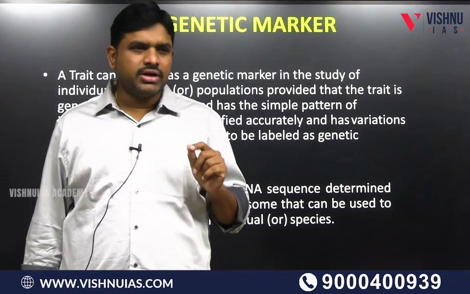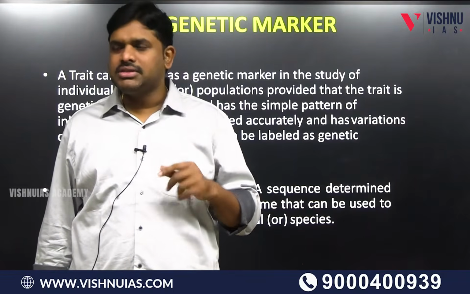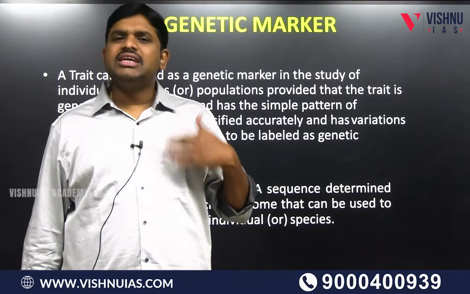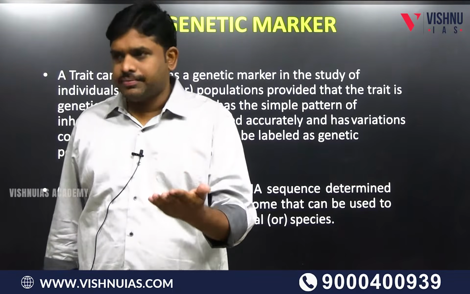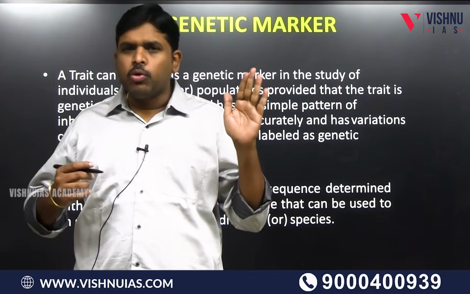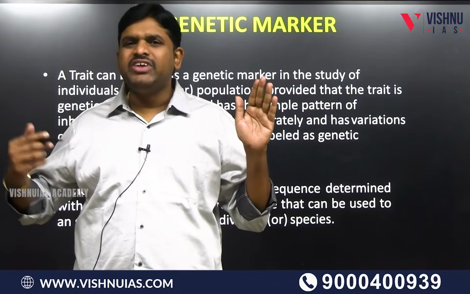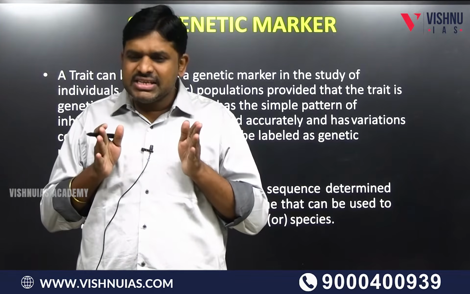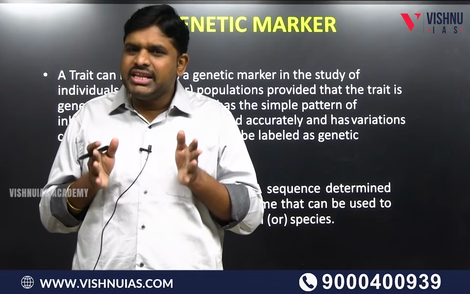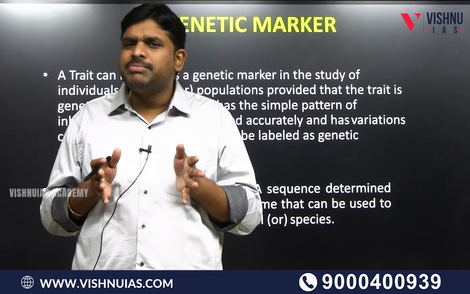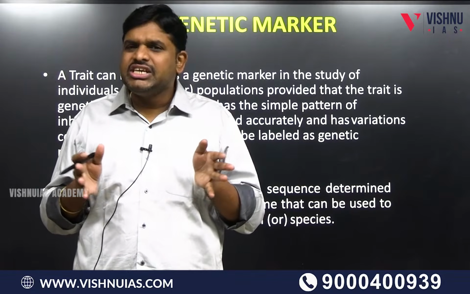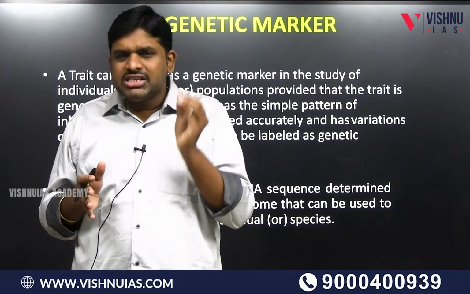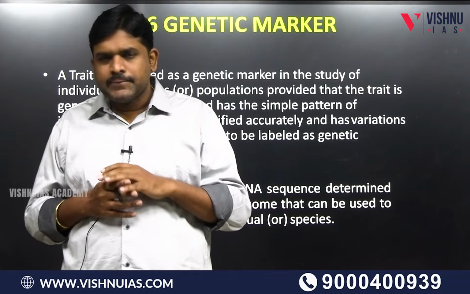Genetic marker means what? As I told you in the beginning, on every chromosome there is a gene, and that gene will have a function. There is a chromosome, and on the chromosome there is DNA. In that DNA there is one particular sequence of nitrogenous bases, like ATCG, and that particular part will have a function. That functional element is called a gene.